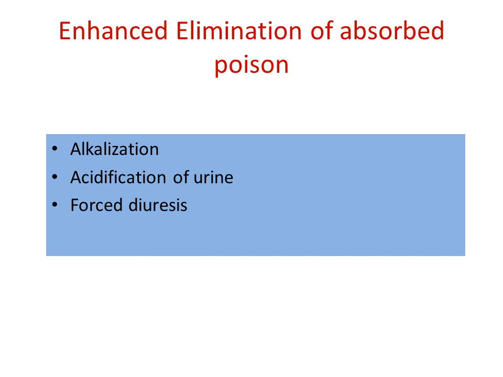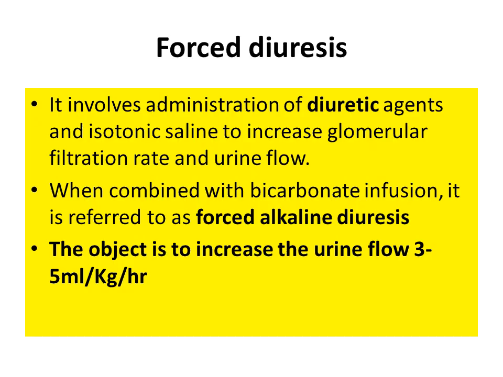Forced diuresis is another method. It can be dialysis or hemodialysis, or hemoperfusion can be the other methods. So there are different methods by which we can eliminate the absorbed poison. Forced diuresis, as the name suggests, involves the administration of a diuretic agent as well as isotonic saline to increase the urinary flow.